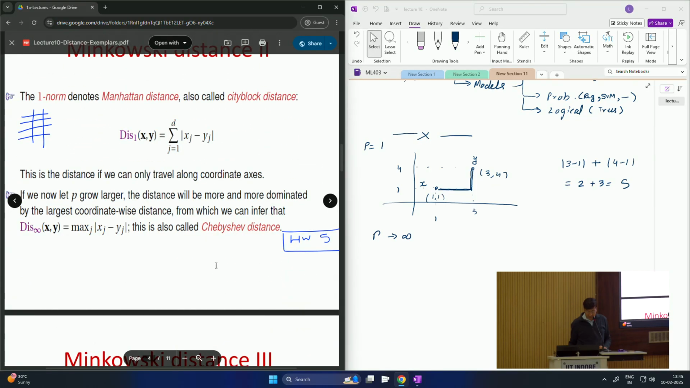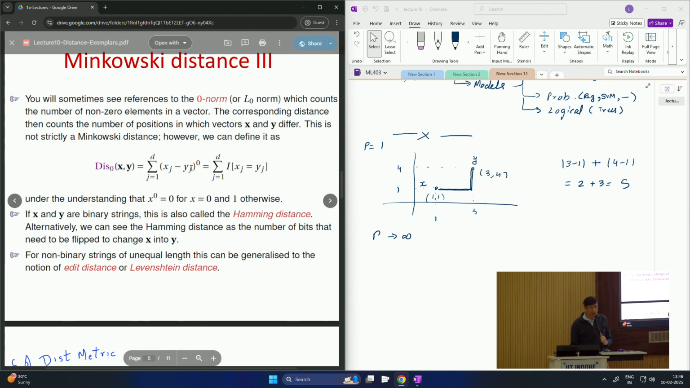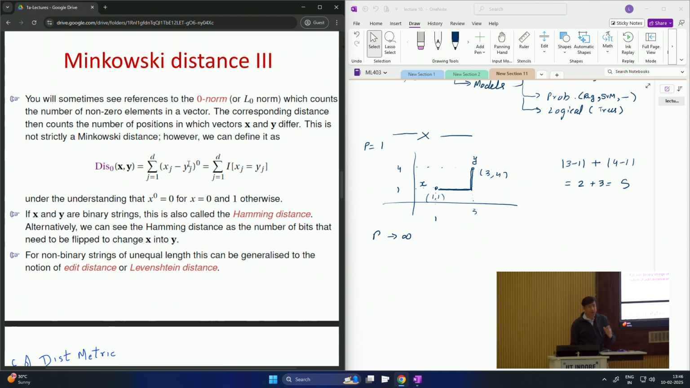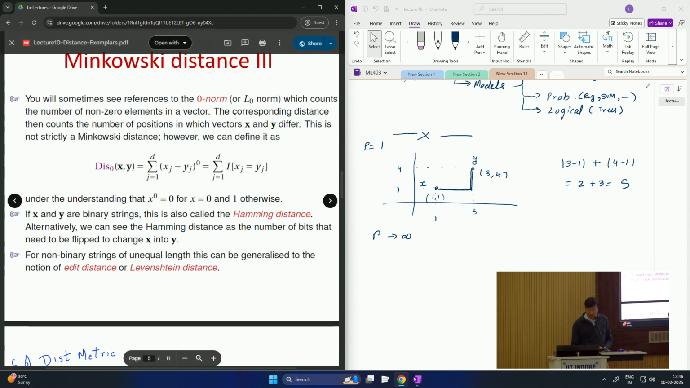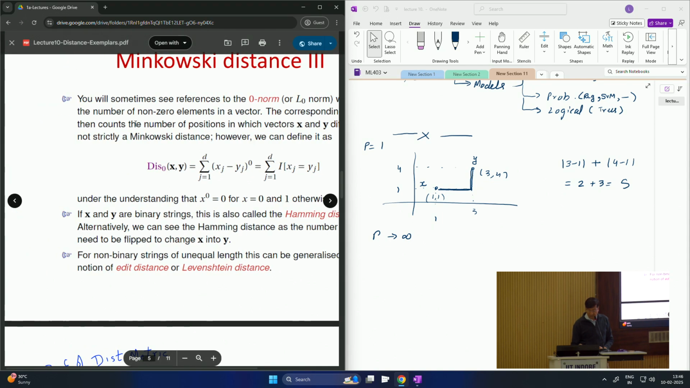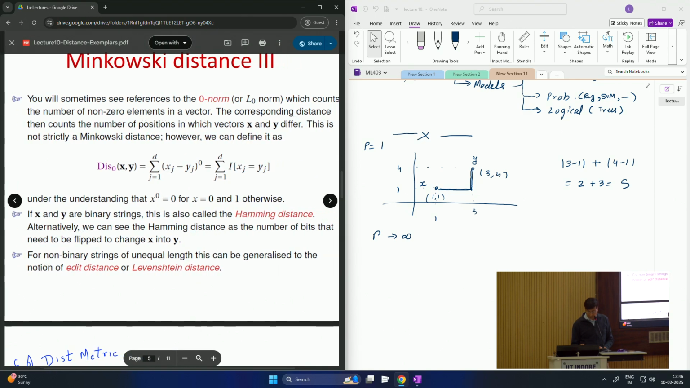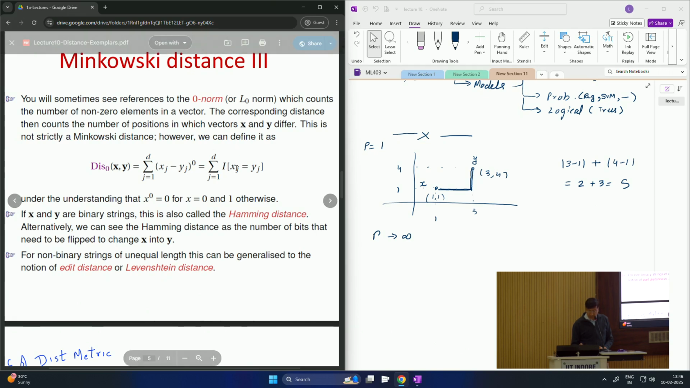We were at the Chebyshev distance. Now sometimes P is equal to 0, so we are going through all the variations: P equal to 0, P equal to 1, P equal to 2, and P greater than 2. When it is 0, it's defined that way: you're finding where the components differ from each other. It counts the number of non-zero elements in a vector, which means the number of positions in which x and y differ. This is not strictly a Minkowski distance. However, we can define it this way, to find where they are different.